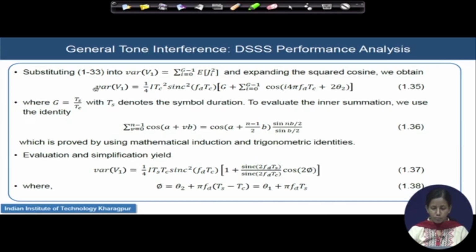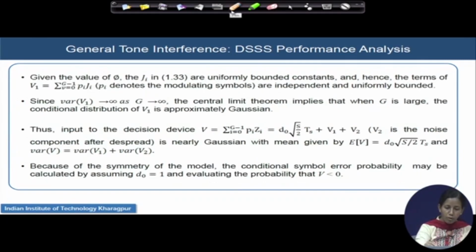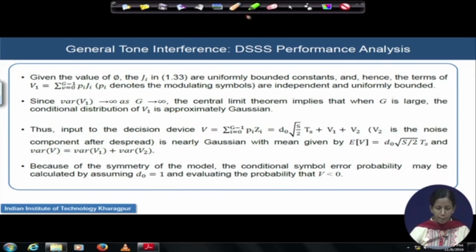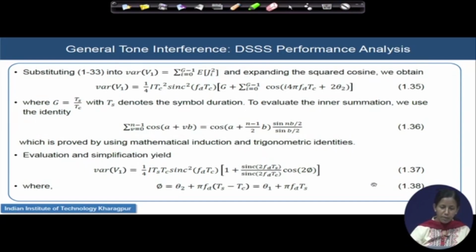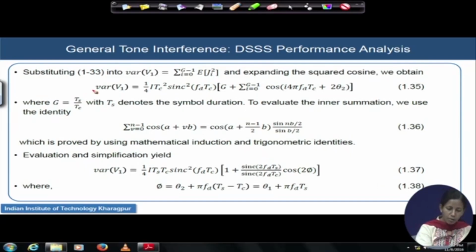We will be ending up from equation number 1.35 to 1.37, where this summation T s is coming because the summation over all the number of the chips, the T c, the sum will end up with that T s, and sin square f d T c will be remaining, because of the addition of this trigonometric part, with this contribution will come down.